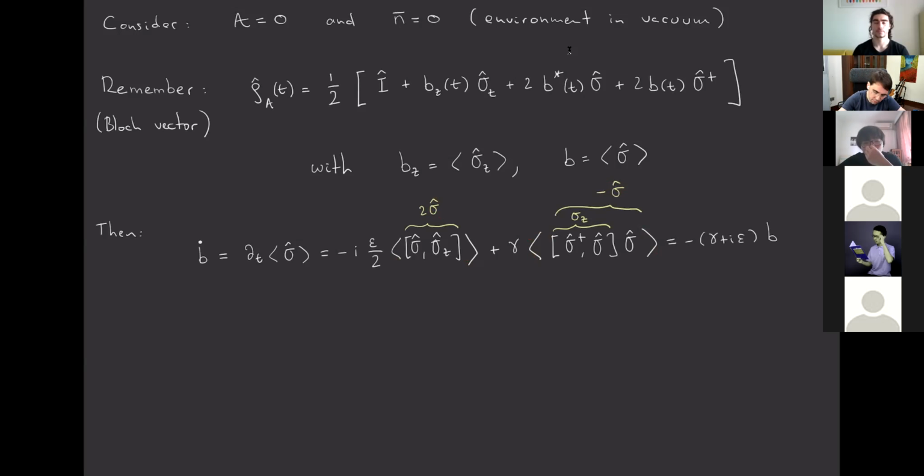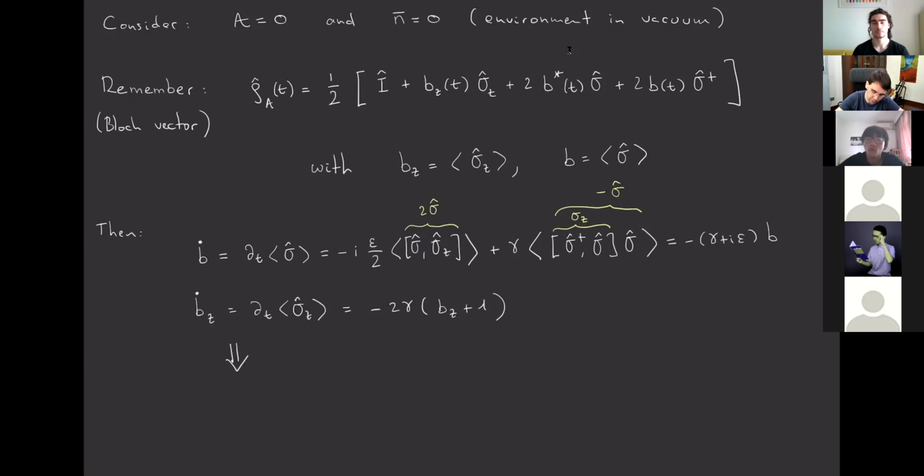Okay? Now, what happens with b_z? So b_z is the time derivative of the expectation value of sigma_z. And if you do the same game, you will find that this is just equal to minus 2 gamma times b_z plus 1. Okay? So these are the evolution equations for the Bloch vector components.